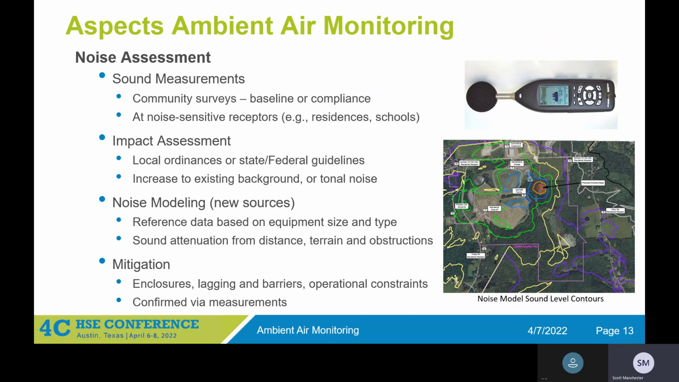If it's a new source, ahead of time, enclosures can reduce sound. Other ways to mitigate are putting up lagging and putting up barriers. We've all seen barriers put along the highway to reduce sound. They just keep the sound from traveling straight to the sensitive receptors, because it has to go up and over, and that can reduce sound levels anywhere from 6 or 8 decibels to as much as 20 decibels. But also operational constraints.